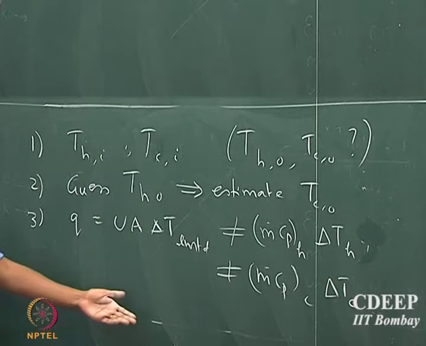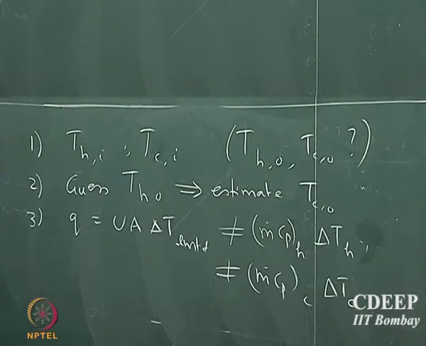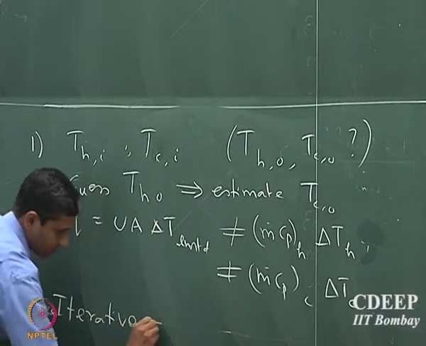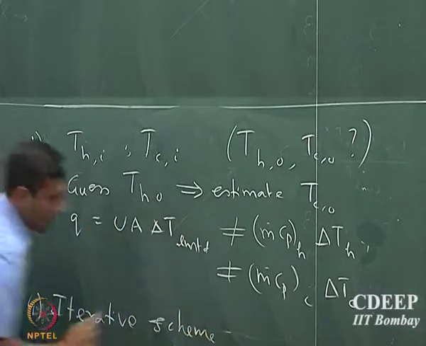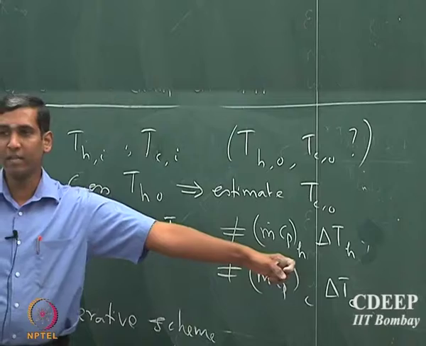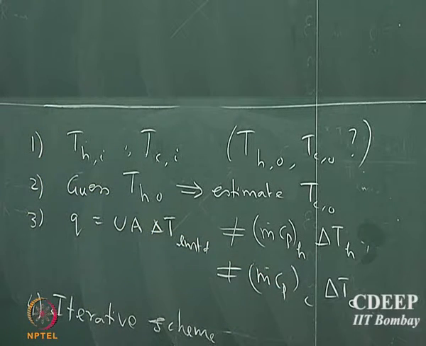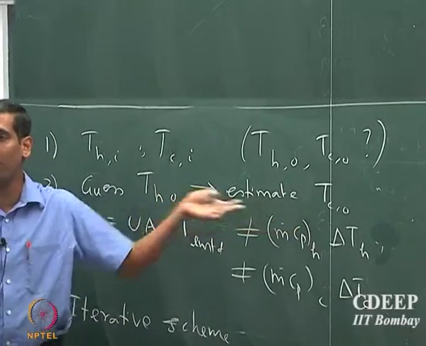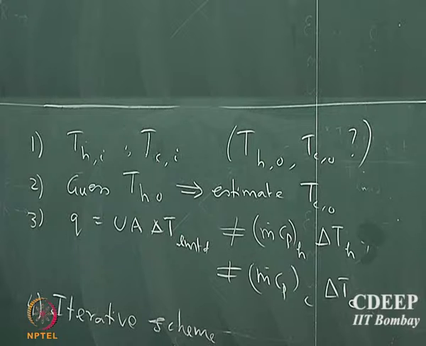So one could actually set up an iterative problem. How do you set up an iterative scheme? We know what is Q based on this, and we know what is UA delta T LMTD. So we should be able to independently estimate what is TCO based on this guess. So we could use TCO as an objective temperature, and then we can minimize the error that you would get by estimating TCO from these two expressions. That's one way. There are many ways to do this, many ways to pose this problem.